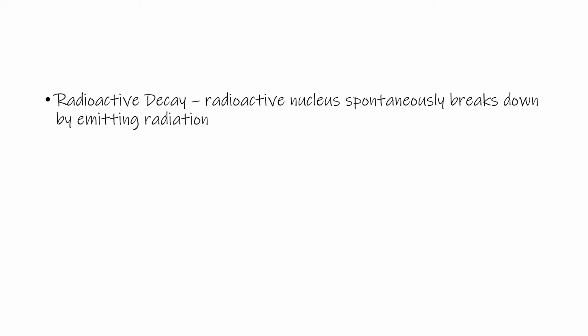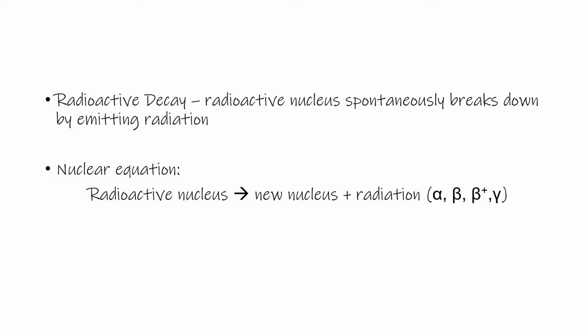In this video, we're going to look at how to write radioactive decay reactions. In radioactive decay, a radioactive nucleus spontaneously breaks down by emitting radiation. We can write this out through a nuclear equation. A nuclear equation is where you have a radioactive nucleus and it decays, spontaneously breaks down, and produces a new nucleus and radiation.